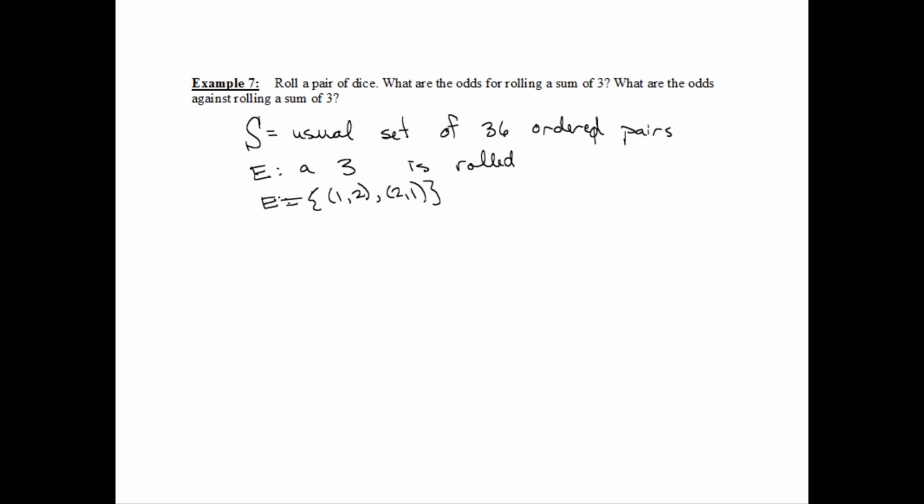So there are 36 altogether. 2 simple outcomes give a 3. So how many do not? 34 do not result in a 3.